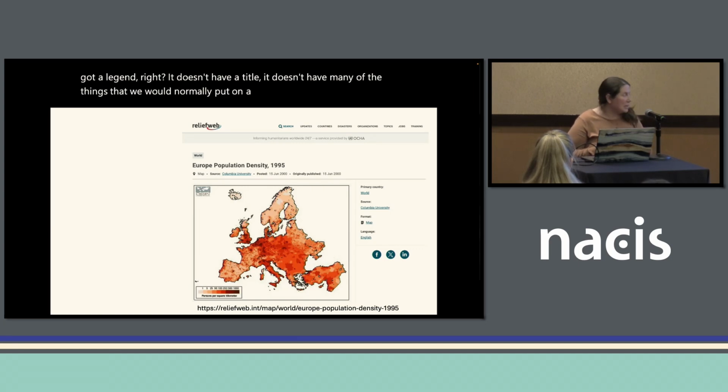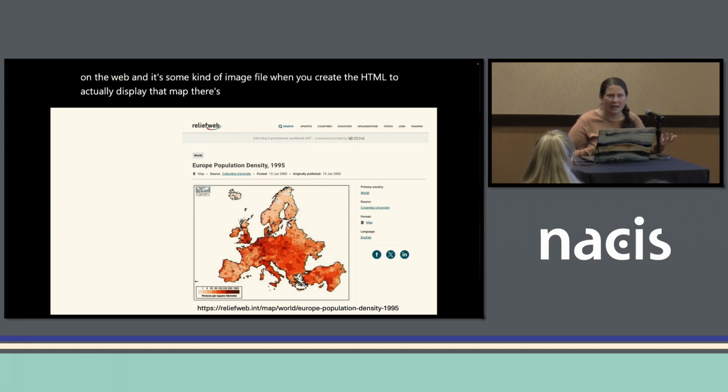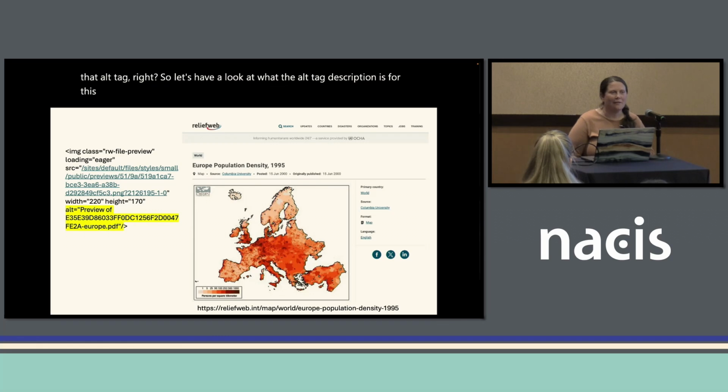So let's see what the current accessibility description for this map is. If you're serving a map on the web and it's some kind of image file, when you create the HTML to display that map, there's a thing called an alt tag, and that's typically where your accessibility information would go. If a person who has low vision or no vision is using a screen reader, the screen reader will read out loud to them what is in that alt tag. So let's have a look at what the alt tag description is for this map. I've highlighted it here in yellow for you so you can see it well.